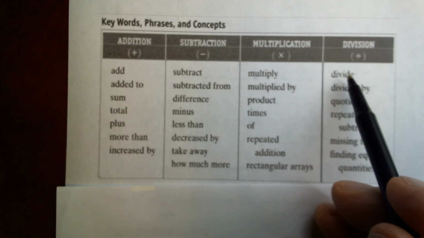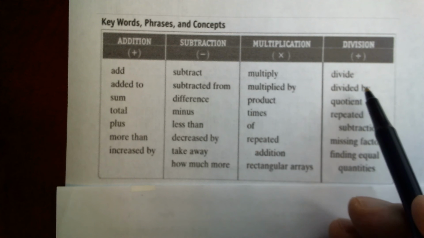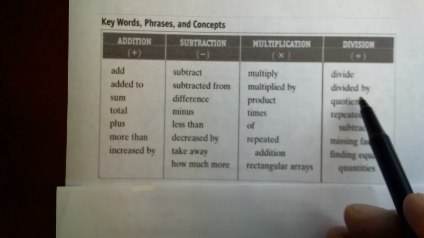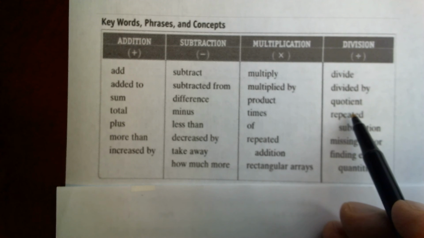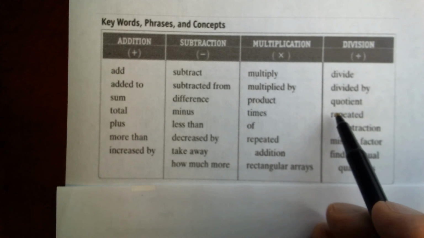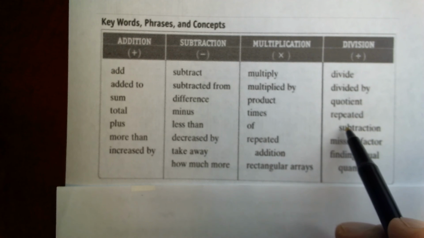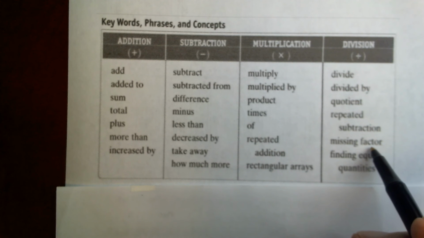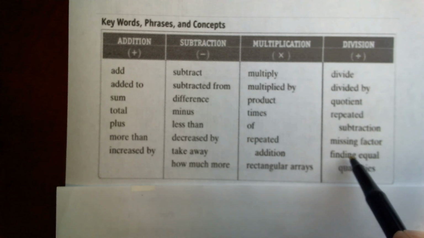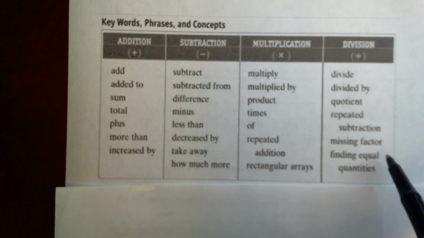And then division can be phrased in different ways as well. To divide, again, is the most obvious one, or divided by, that's pretty obvious. But the word quotient may be a new one for you. We've used it before in the previous section. But anyway, the quotient refers to a division. Repeated subtraction can also be interpreted as division. Missing factor could be or is division. And finding equal quantities. This is not so obvious at all, but that also refers to division.